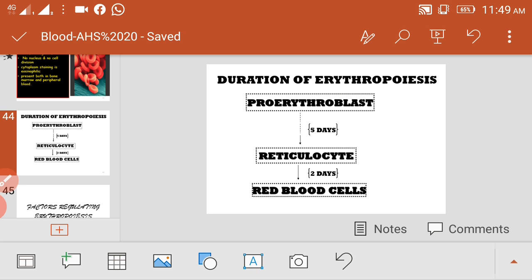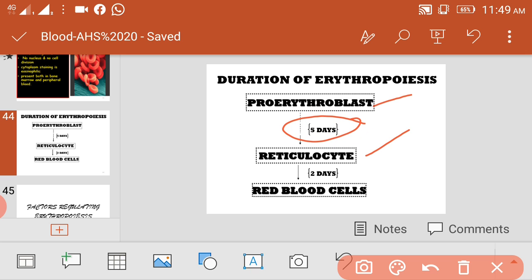The duration of erythropoiesis: from the proerythroblast stage to become a reticulocyte, it will take 5 days. To become a mature RBC, it takes 2 days. So total 7 days it will take.